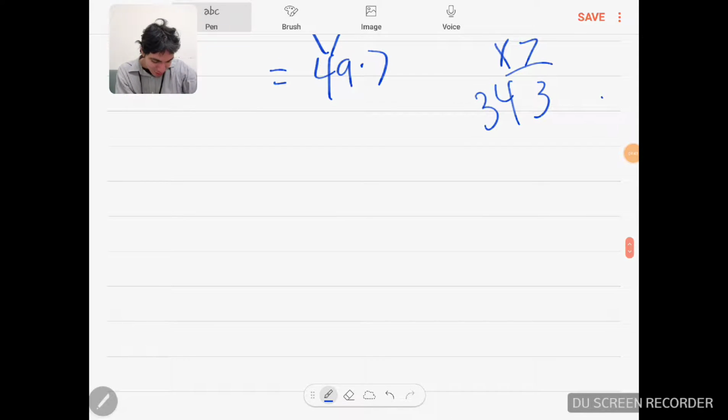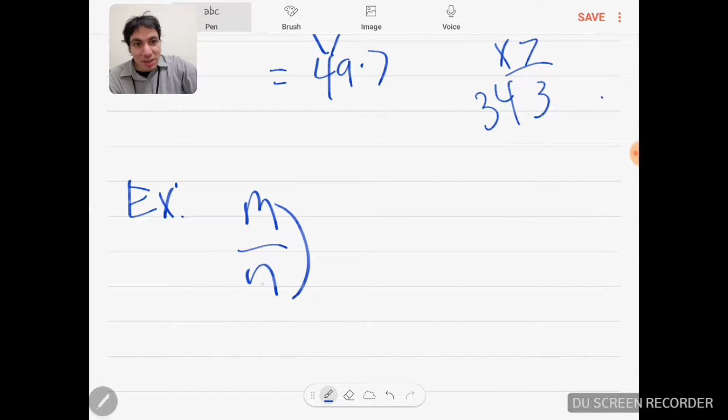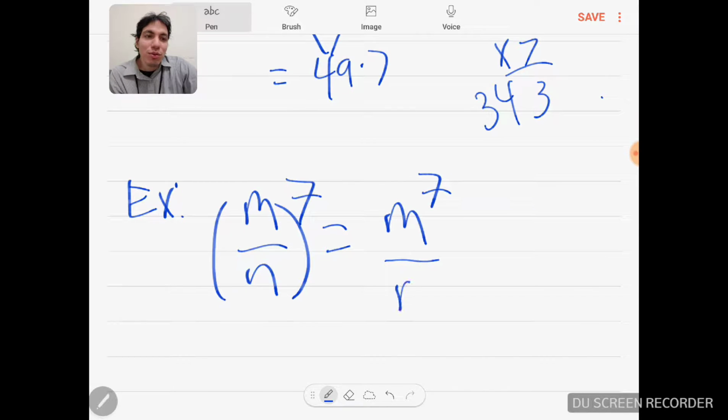Anyway, let's not use such big numbers. Let's try to understand the concept. So let's see if I were to have given you m over n being raised to the 7th power. What would that be? M to the 7th over n to the 7th.